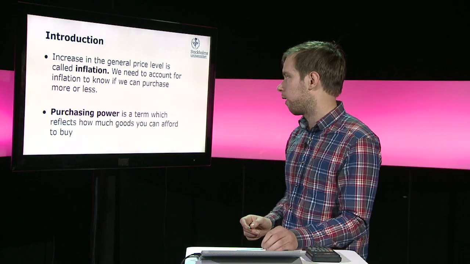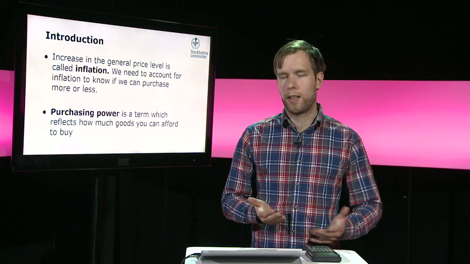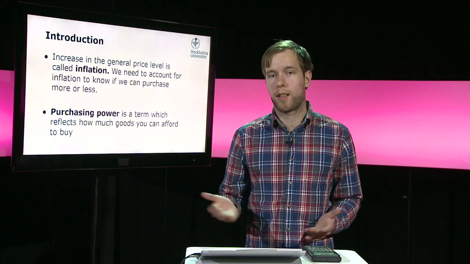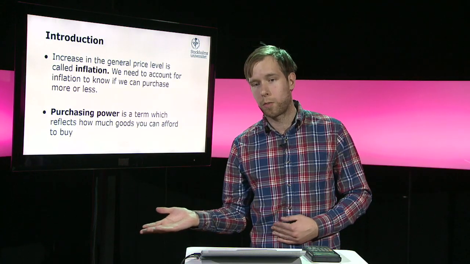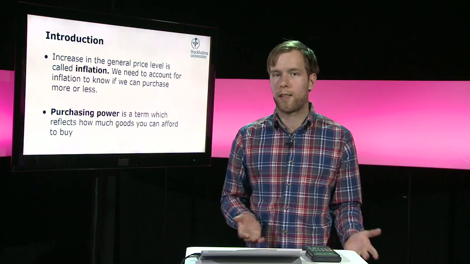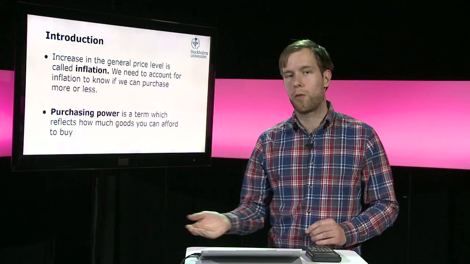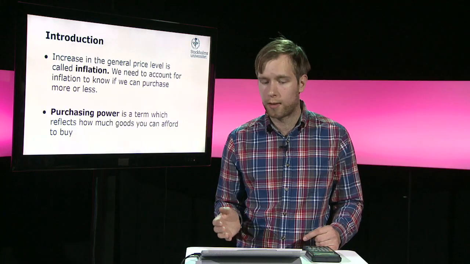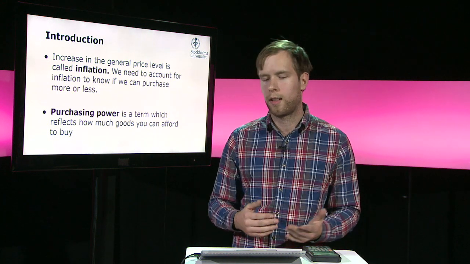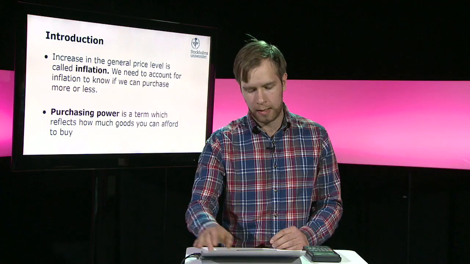And purchasing power, it's a term which reflects how much goods you can afford to buy. So if I have 1,000 kronor, what can I buy with it? I mean, can I get only one banana? That's not so much, but maybe I can get a car. Well, then suddenly 1,000 kronor is very much. So you always need to put the amount of money in relationship to how much things cost. And that's why we use the term purchasing power. So that reflects how many goods I can buy with the money I have.